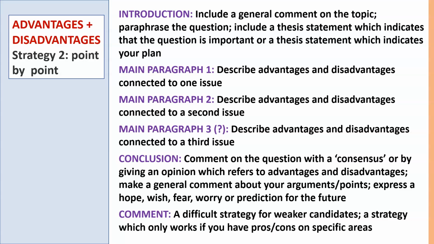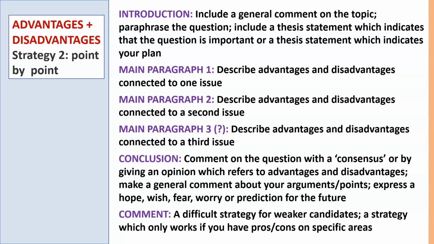Then in your first main body paragraph, you describe advantages and disadvantages connected to one area, one issue. You do the same in main paragraph 2, and maybe, though not necessarily, in main body paragraph 3. So if you can write 3 main body paragraphs and you have 3 areas that you want to analyze this question from, then you can do that.